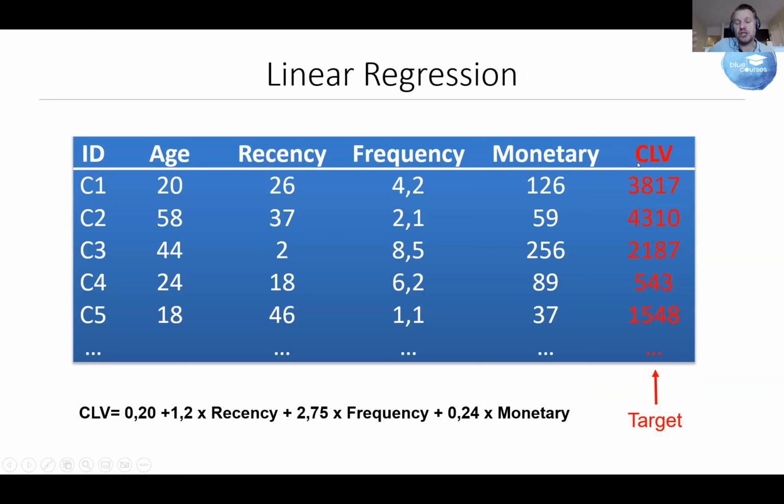CLV stands for customer lifetime value. This is, again, an Excel sheet. Customer 1, Bart, Sophie, Victor, Laura, their age, how long ago since they made a purchase. This is the recency variable. How frequently do they purchase on average on a monthly basis? The first customer on average buys 4.2 products a month. And what's the average monetary value of the purchase? And then you can see the CLV.